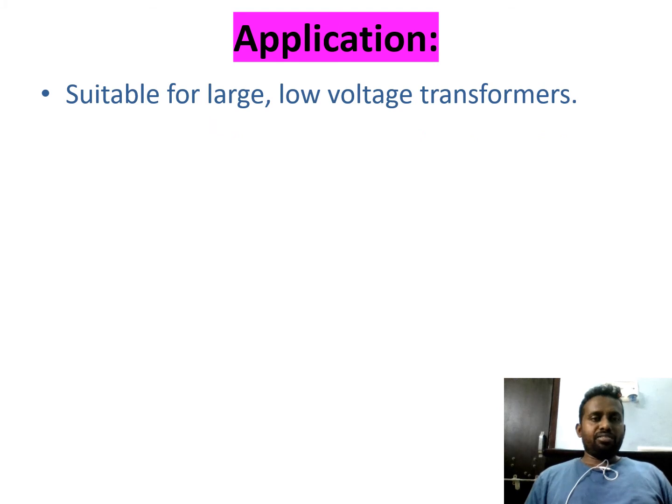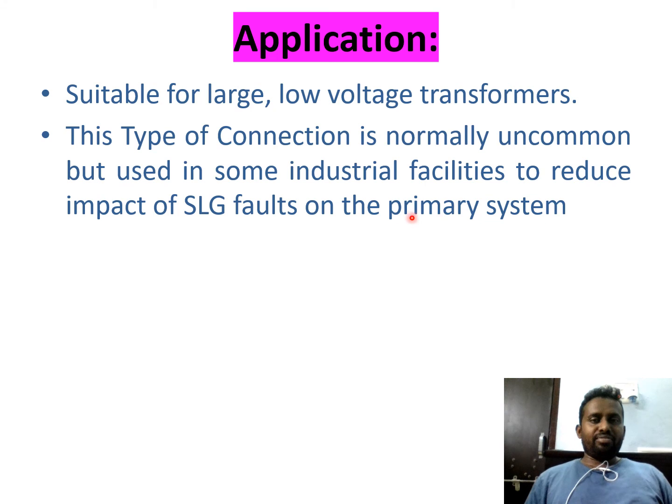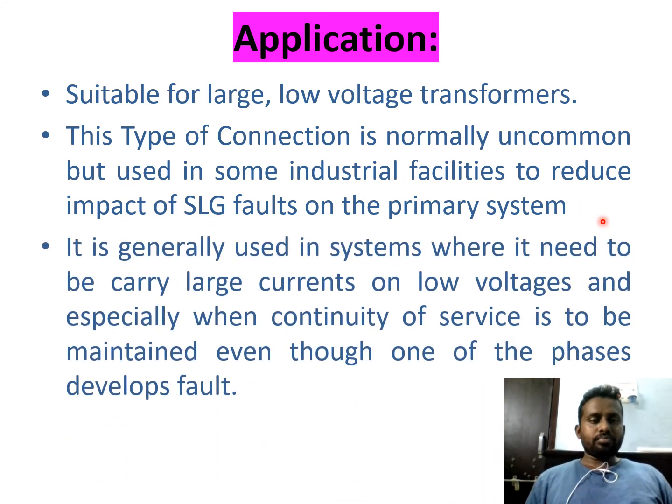What are the applications of this? It is suitable for large low voltage transformers. This type of connection is normally uncommon but is used in some industrial facilities to reduce the impact of single line to ground (SLG) faults on primary systems. It is generally used where large currents at low voltages need to be carried, as we discussed in the first slide of this topic, and when continuity of service is to be maintained even though one of the phases develops a fault. In such cases, we use this type of connection, delta delta.